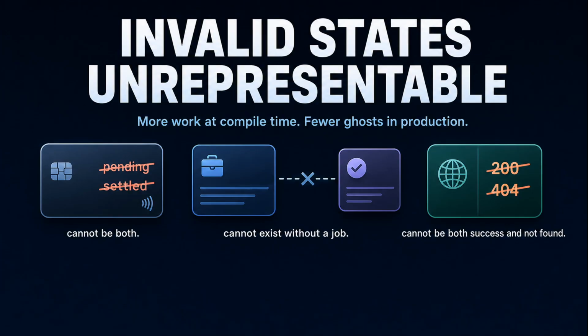The mental category of "edge case I forgot to handle" gets much smaller, and so does the test surface for those edges. The compiler is doing the bookkeeping. Whole categories of bugs disappear because the type system refuses to represent them. More work at compile time, fewer ghosts in production. That deal is the whole appeal.